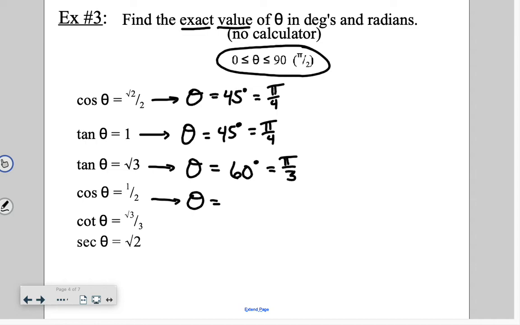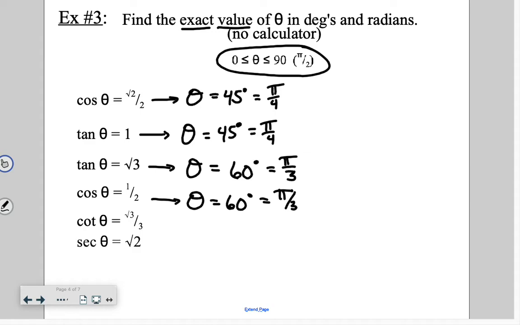How about the next one? Cosine of theta is 1/2. What is it? Also 60 degrees again. If you look at your x-coordinates, which x-coordinate in the first quadrant is 1/2? The only x-coordinate is 60 degrees. Or once again, pi over 3 radians.